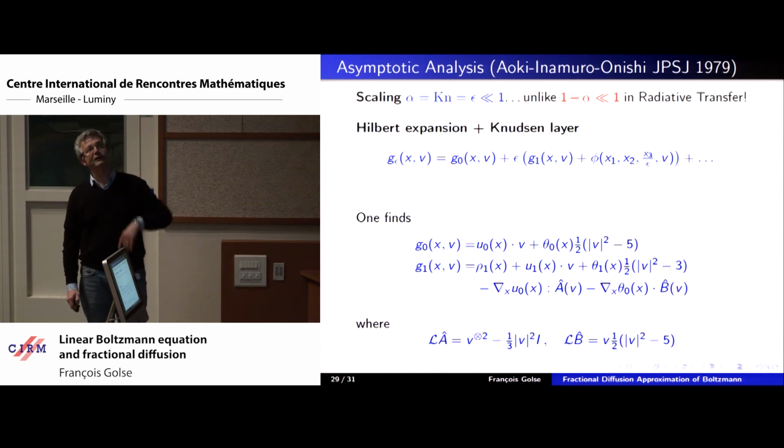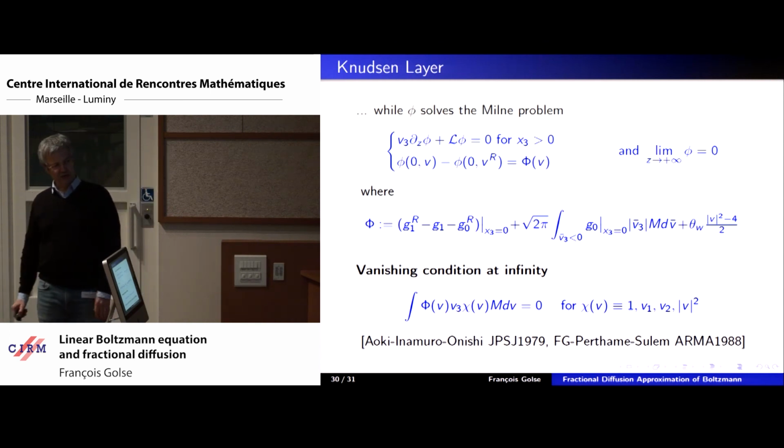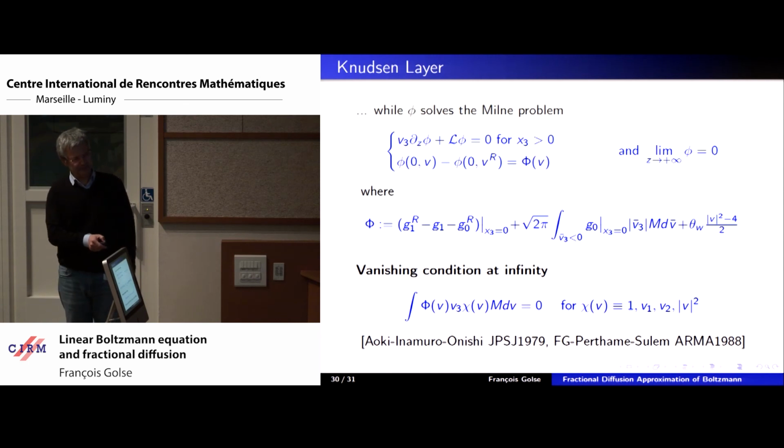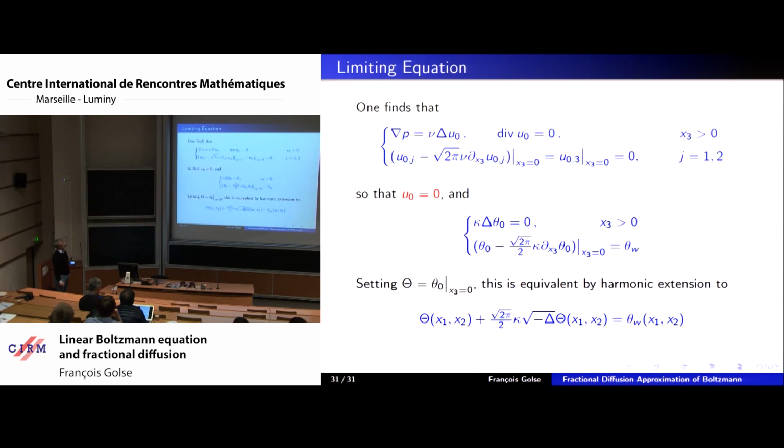But if you do this, then formally you can do some asymptotic expansions, which have been partially explored by Kazuo Aoki, Taku Inamuro, and Onishi some time ago, in 1979, a long time ago. Right, and eventually you can prove that you arrive at the Laplace equation for the fluctuation of temperature to leading order, with again Robin boundary condition for the temperature fluctuation on the wall, which is the temperature of the gas on the wall, right?